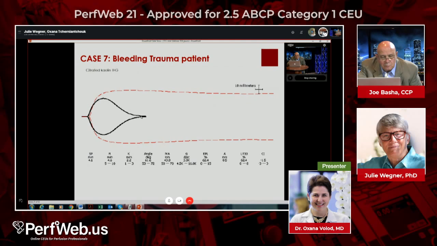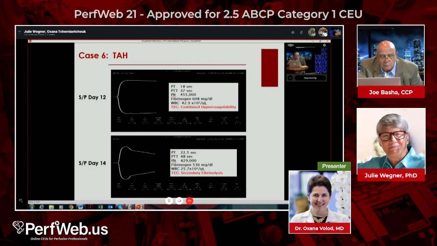Now, the next case is very different. The teardrops that I explained to you, the case was a bleeding trauma patient. And in this particular case, the fibrinolysis is 62%. The clot cannot even be formed. The moment it starts to form, it's lysed. The difference between, let me just go back to the first case.